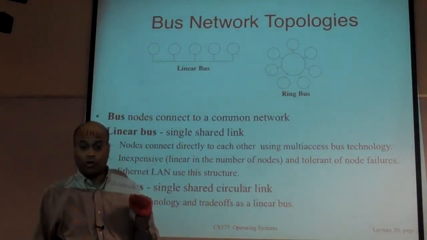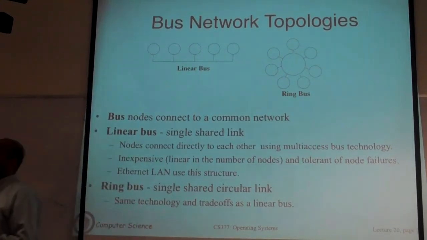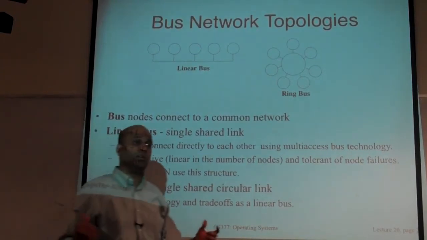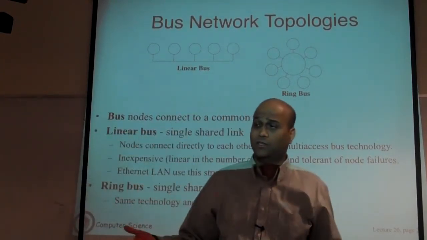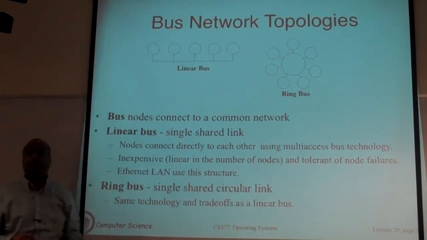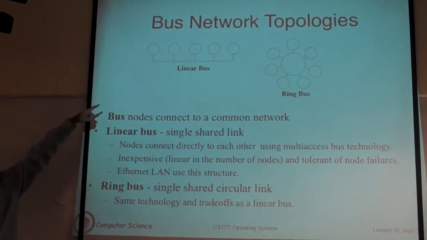So the last topology we'll talk about is bus-based networks. These are the ones that we normally see. Ethernet is an example of a bus-based network. In a bus-based network, as the name suggests, there's a shared communication medium, the bus, which in this case is the network itself. And all nodes sit on this bus. So here is an example of a linear bus. They share the connection.